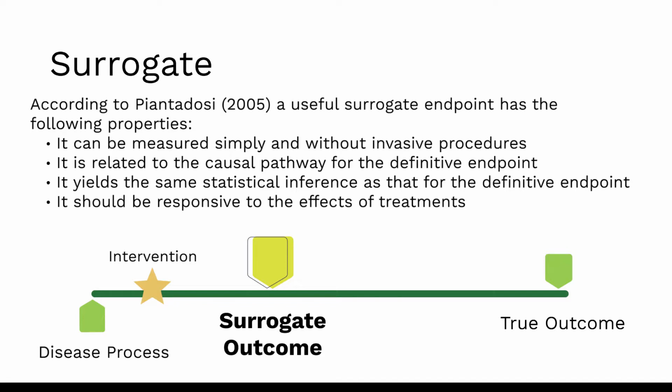So true surrogates take a lot of study. They need to be shown to be measuring the true outcome. And there are any number of areas of research into surrogate outcomes in almost every disease domain. Just make sure that you look up and understand the properties of a surrogate outcome that you're using.